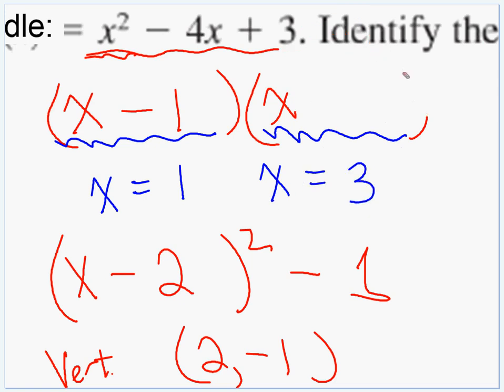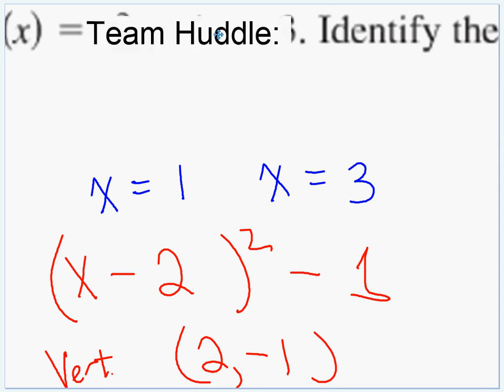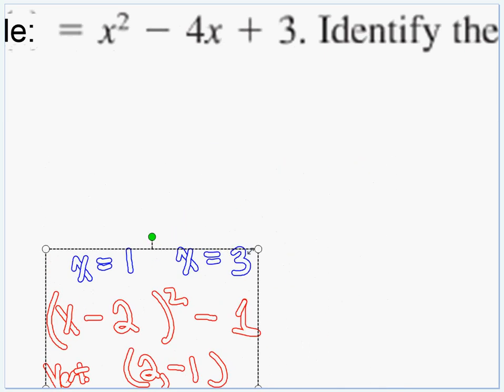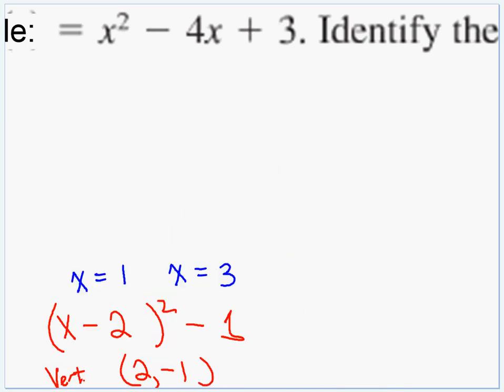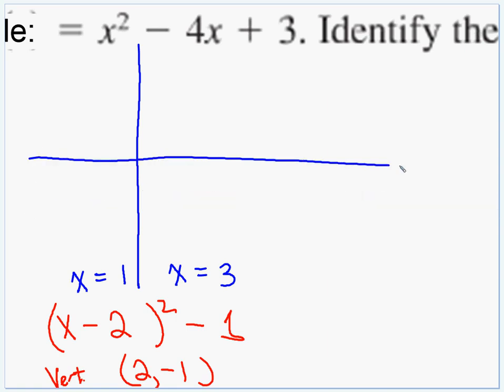So we got plenty of info to come up with a decent graph. We know where we're going to cross the x-axis at 1 and 3. And we know where our vertex is. Our parabola will open up. And let me do this to give myself a little more room. I'll just shrink this down. So we're crossing the x-axis at 1 and 3. I'm going to draw more toward the first quadrant. Let me do it like this.